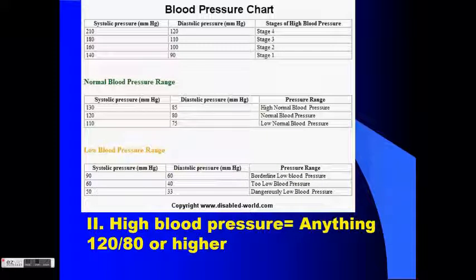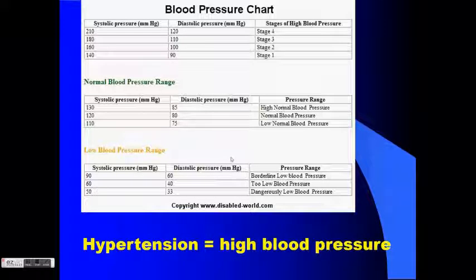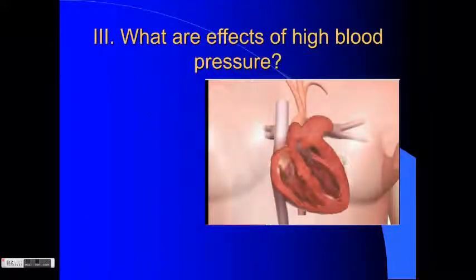120 over 80 is a good target. Anything higher than that is an indication of high blood pressure. There's another term for high blood pressure, and that is hypertension. So if you know of someone who has hypertension or is taking medication for hypertension, that means that they have high blood pressure.